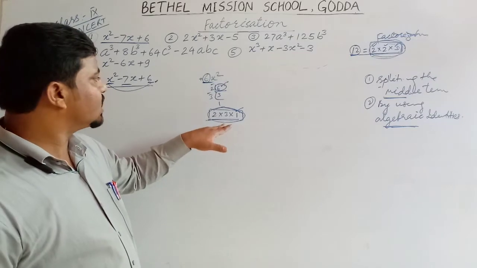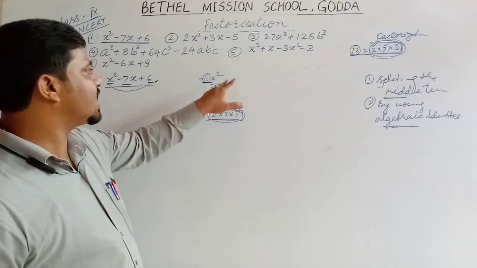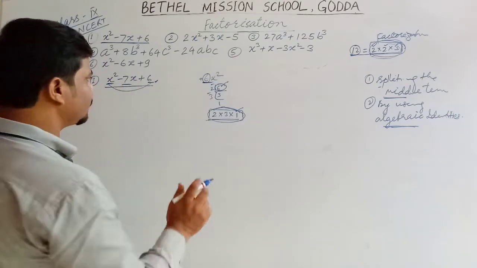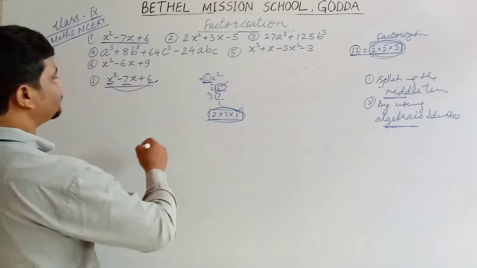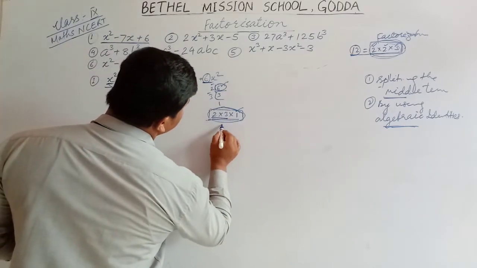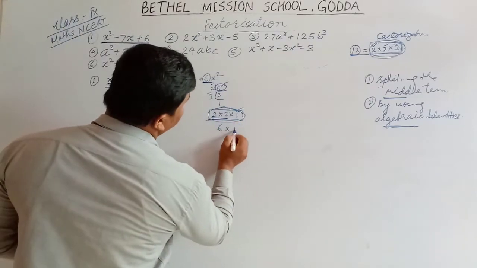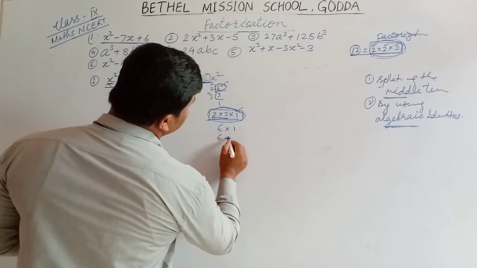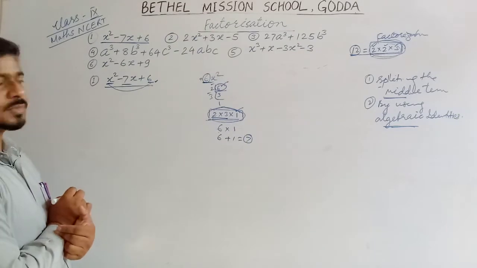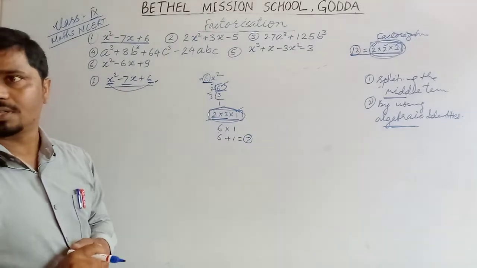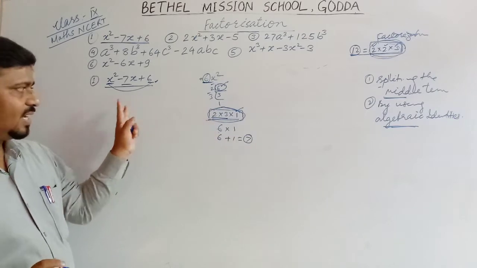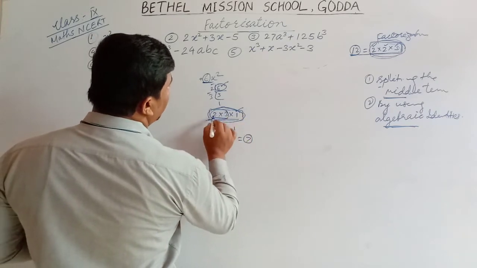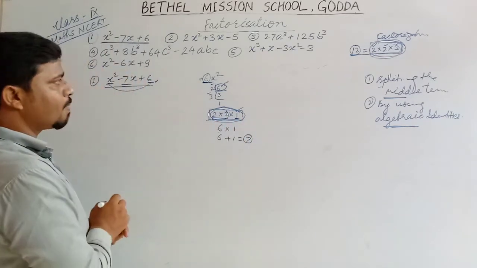After multiplication, the product gives the same number, but after adding or subtracting, the middle term should come. So let's regroup it. 2 into 3 is 6, and 6 into 1 is 6, and 6 plus 1 is 7, and the middle term is 7x. So after adding, 7 is coming. It means we have to group. We have grouped into two groups: one is 2 into 3 and the other is 1.